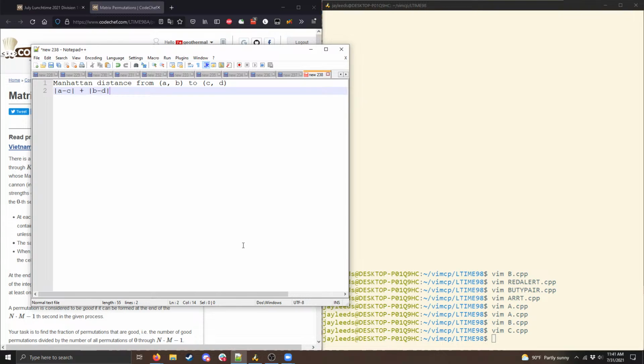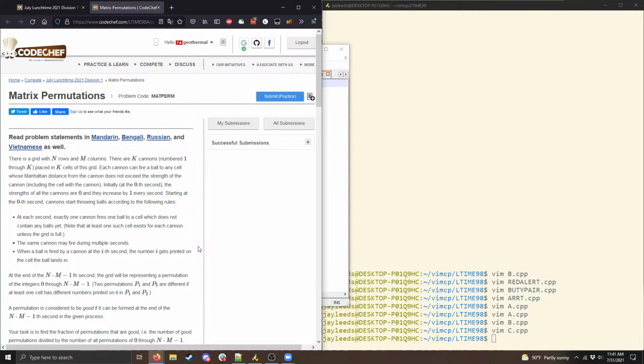And it's essentially equivalent to saying, okay, it's going to cost us one distance to increase x by 1, to decrease x by 1, to increase y by 1, or to decrease y by 1. Okay, so initially the strength of the cannons is 0, and they increase by 1 every second. And at each second, some cannon fires a ball to a cell that doesn't contain any balls yet. And then the number i gets printed on that cell. And so that gives us essentially a permutation of all of the cells, and we want to figure out what fraction of the permutations are possible.